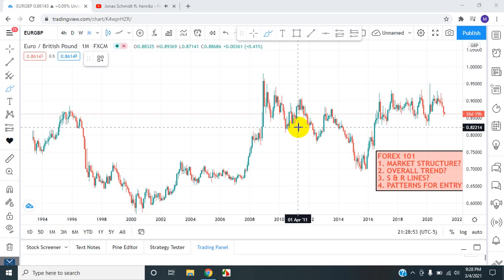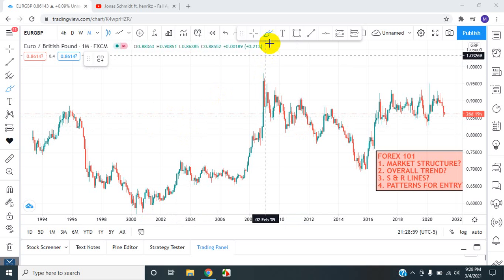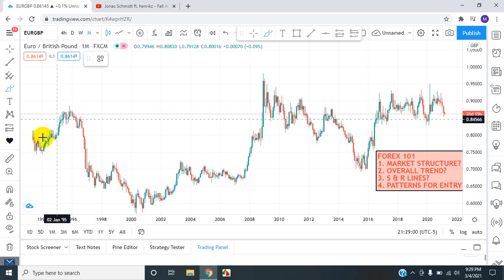Okay, guys, the pair we'll be checking out today is EUR GBP. Let's grab our red brush and see what's going on in the market.